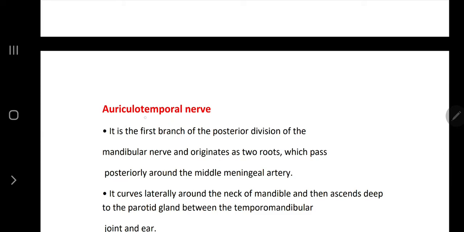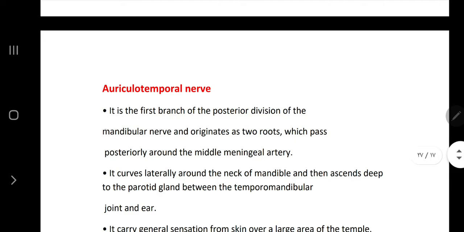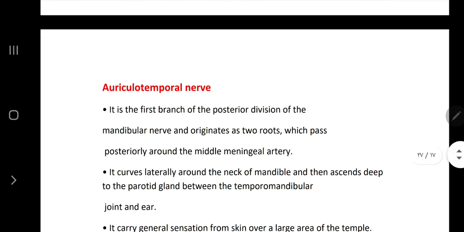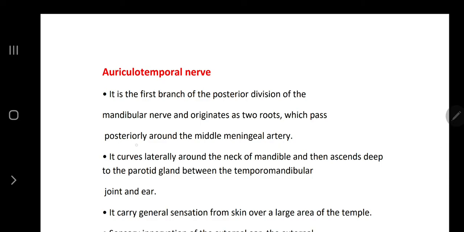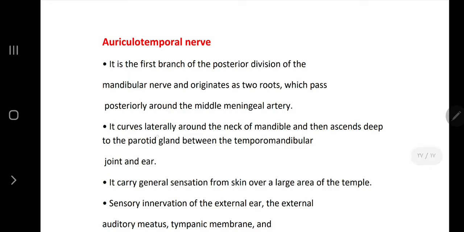Auriculotemporal nerve. It is the first branch of the posterior division of the mandibular nerve and originates as two roots which pass posteriorly around the middle meningeal artery. Its course is lateral around the neck of the mandible, then deep to the parotid gland between the temporomandibular joint and the ear.